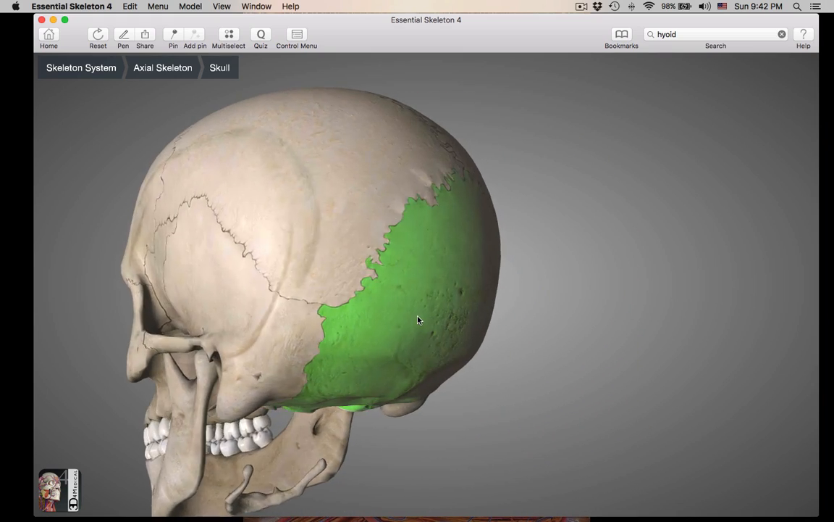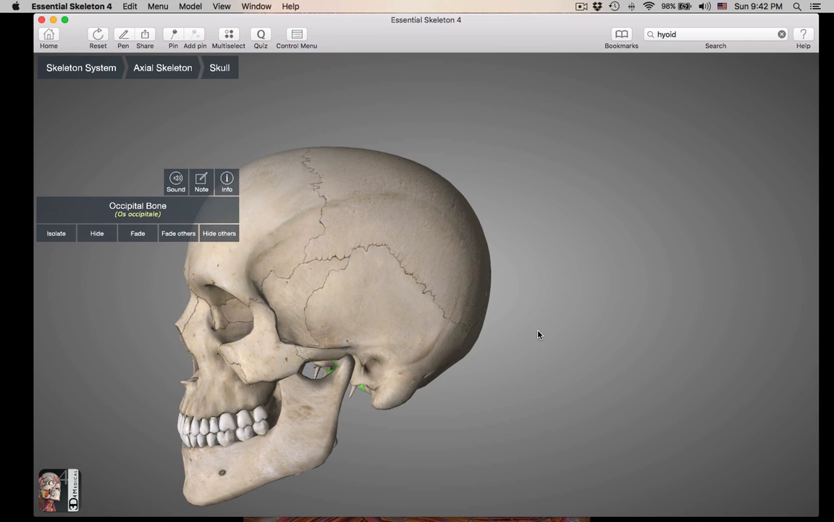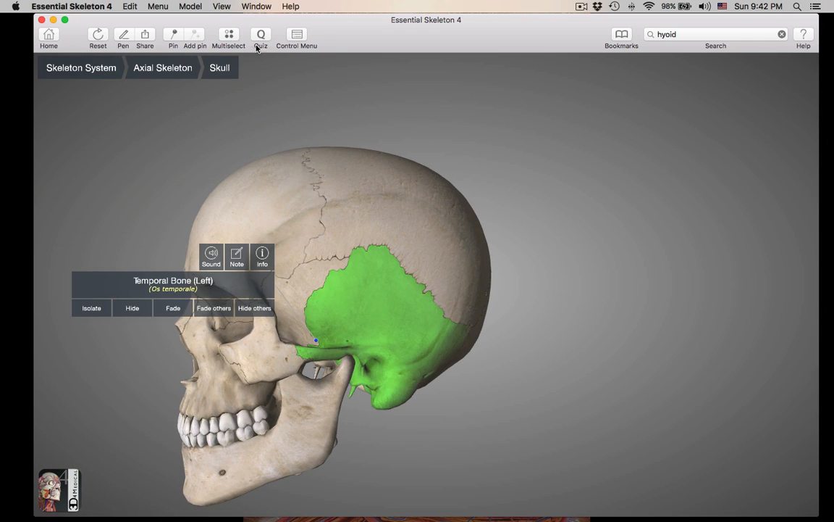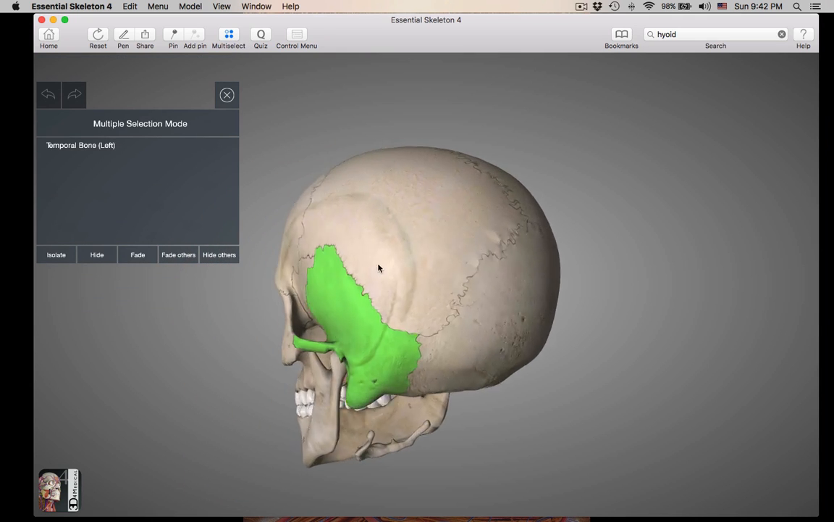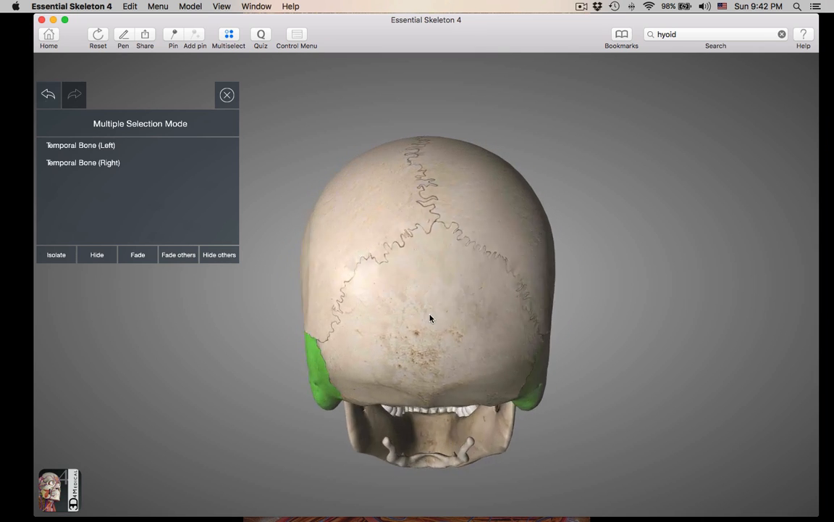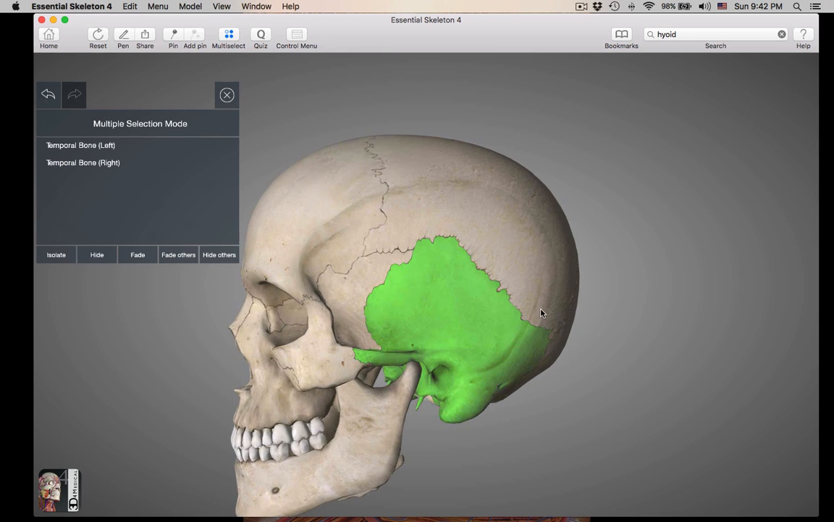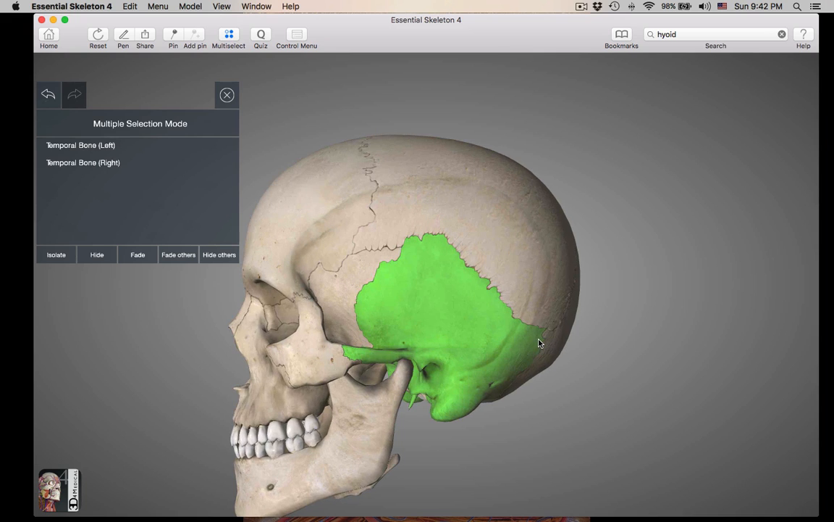Not too bad, right? Now we're going to go to temporal bones. Now we have a left temporal bone. There's two of them. And we have a right temporal bone. So those are our two temporal bones. Obviously, the best way to see the temporal bone is in the lateral view of the skull. Lots of landmarks on this bone.